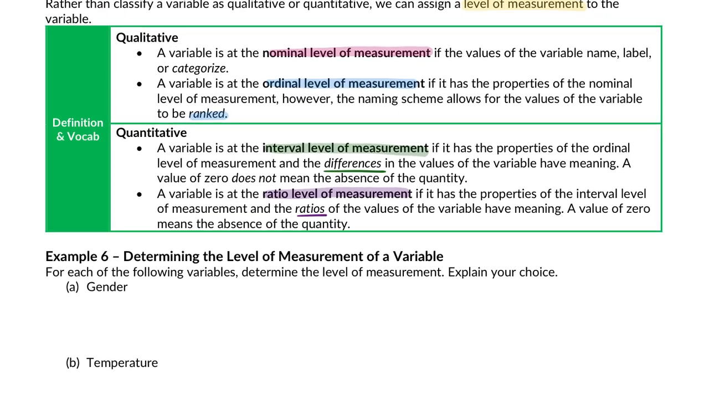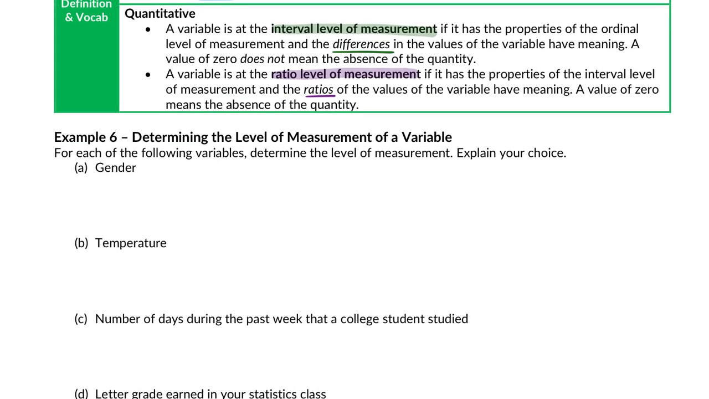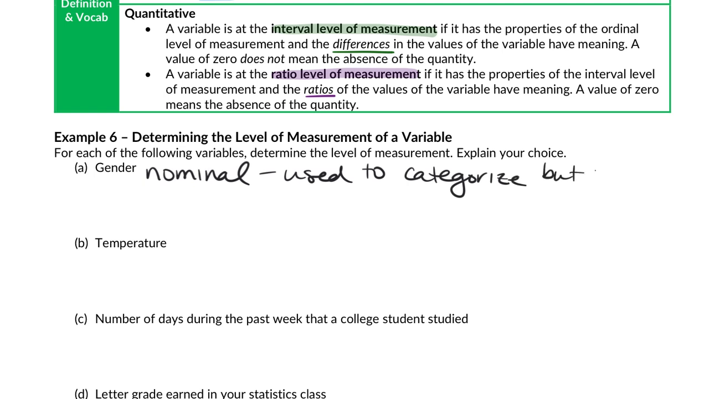So for each of the following variables that we could study, let's determine the level of measurement and explain our choice. Gender. How would we measure it? Would it be nominal, ordinal, interval, or ratio level? Nominal. It is nominal. This is the basic one. And why would it be nominal? It's used to categorize, but not rank. It's used to just categorize, but not rank the categories.